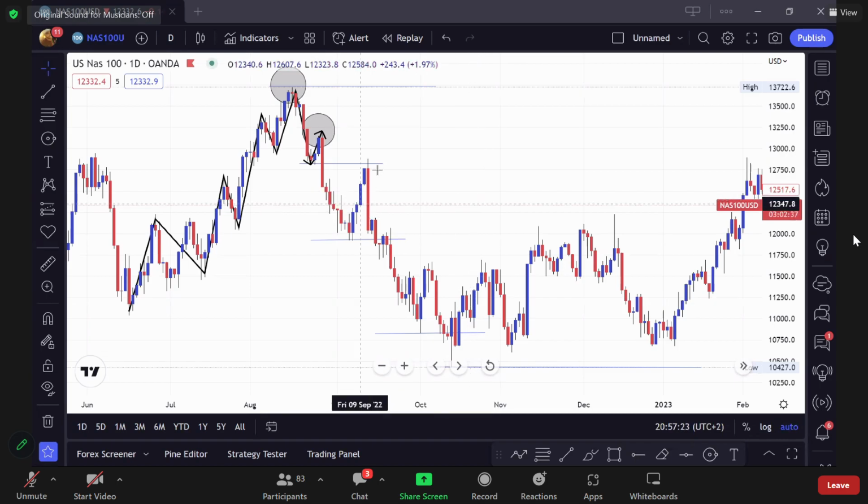Price comes in, taps into that level, comes back down. What do we have? Break of structure. Price comes in, goes up, goes in, comes up, goes in, taps into that level. Price comes down.